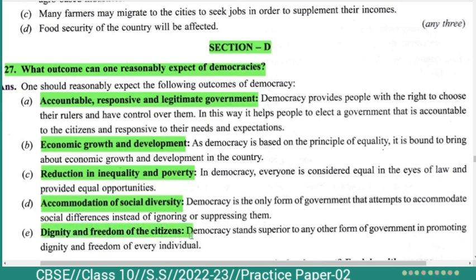Dignity and freedom of the citizens. Democracy stands superior to any other form of government in promoting dignity and freedom of every individual.